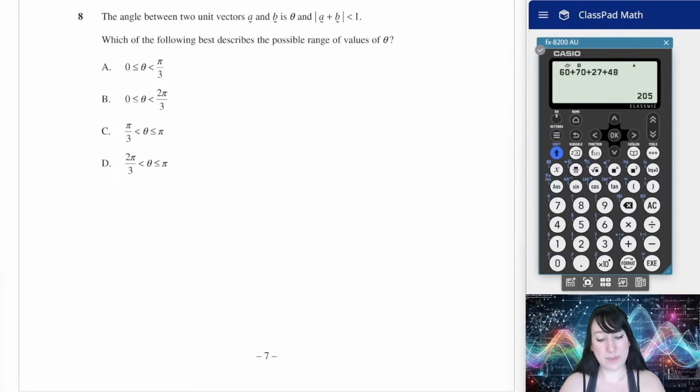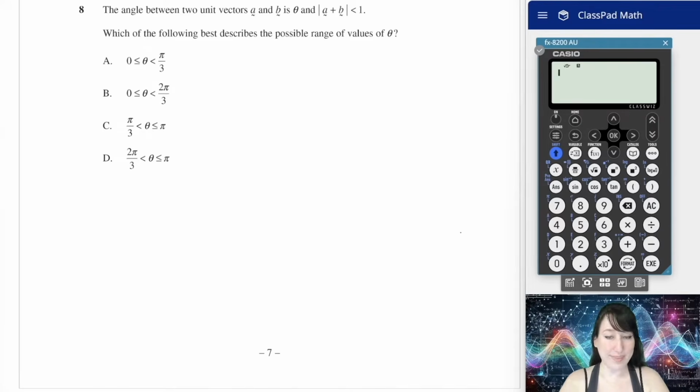Question 8. The angle between two unit vectors, A and B, is theta, and the length of A plus B is less than 1. Which of the following best describes the possible range of values of theta? Okay, let's draw a diagram to help work this one out.